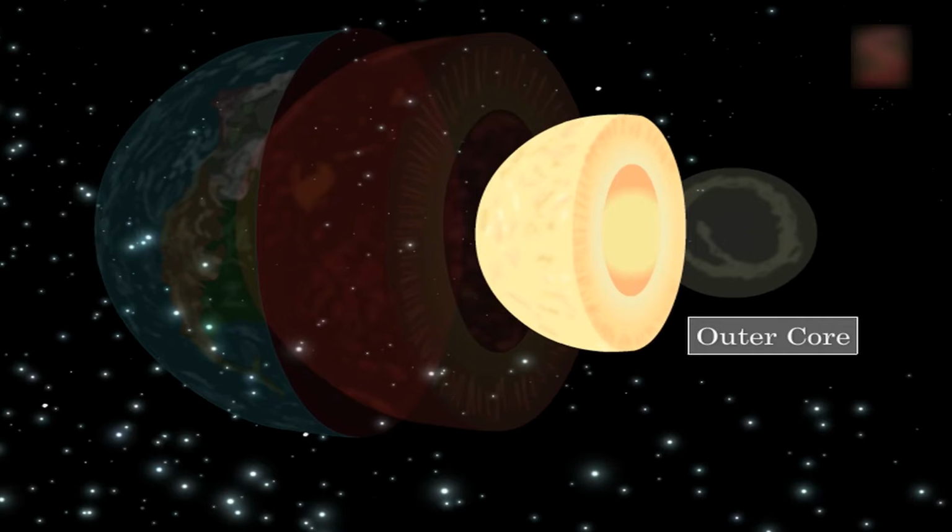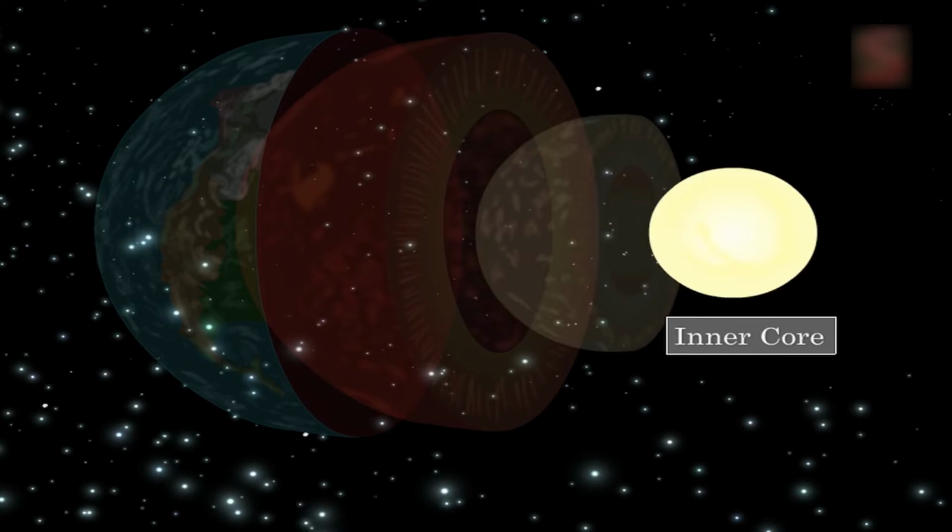Students, the core layer is divided into two sublayers, which are the outer core and the inner core. The outer core consists of liquid metallic materials like iron and nickel at a depth of 2,900 to 5,100 kilometers. The inner core, with a thickness of 5,100 to 6,376 kilometers, is very strong and is made up of compounds of iron and heavy elements like gold.